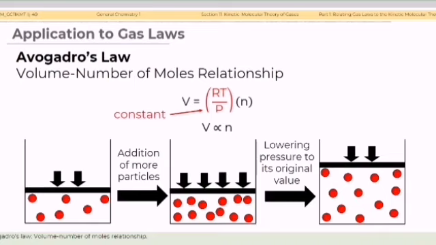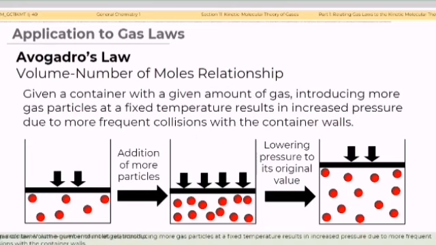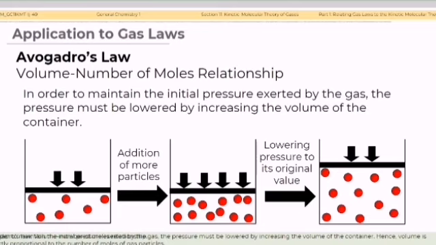Avogadro's law, which describes the volume-number of moles relationship. Avogadro's law states that, given a container with a given amount of gas, introducing more gas particles at a fixed temperature results in increased pressure due to more frequent collisions with the container walls. In order to maintain the initial pressure exerted by the gas, the volume of the container must be increased.